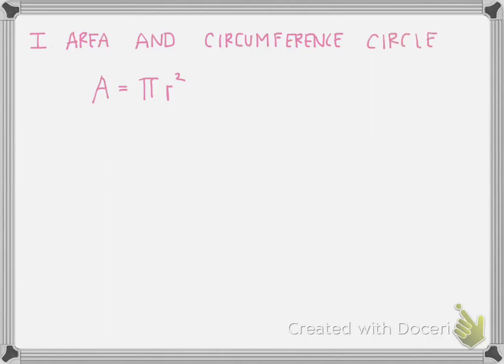And then the circumference is just going to be the distance around the circle. So like the perimeter of your circle, it's just called something special. The formula there is going to be 2 pi r. So you need to know your radius to be able to find either the area or the circumference.